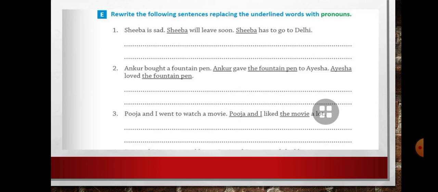Ankur bought a fountain pen. Ankur gave the fountain pen to Aisha. Aisha loved the fountain pen. You will write: Ankur bought a fountain pen. He gave it to Aisha. She loved it, like this. You can do it very easily.